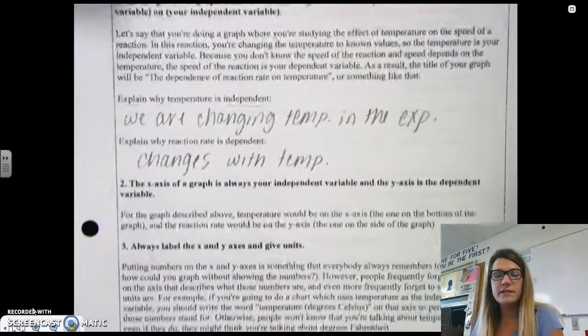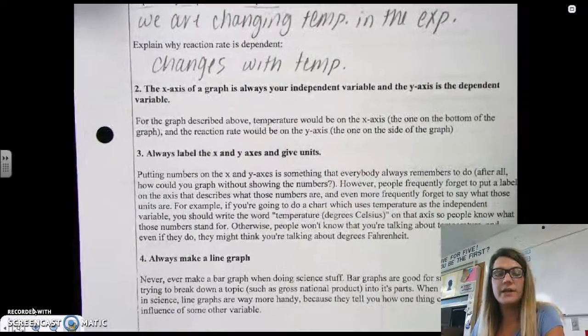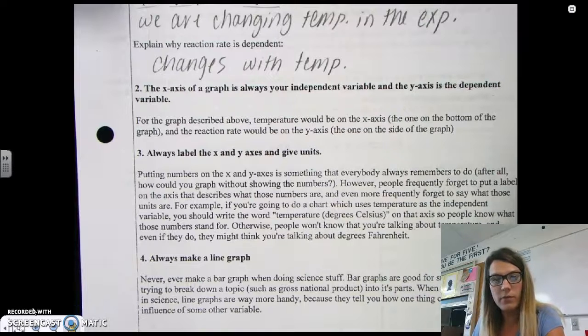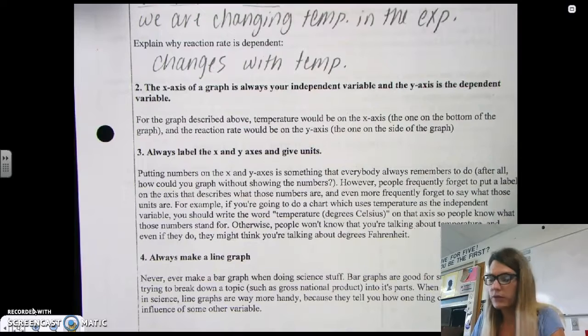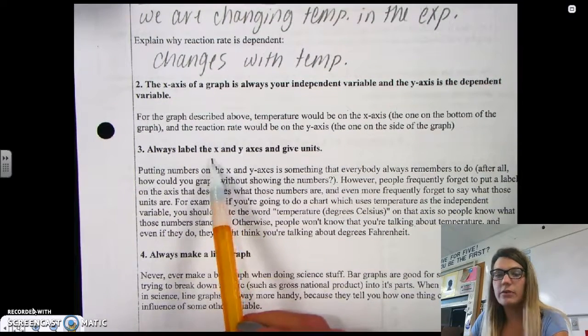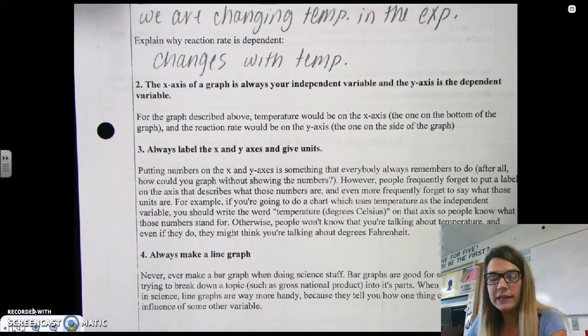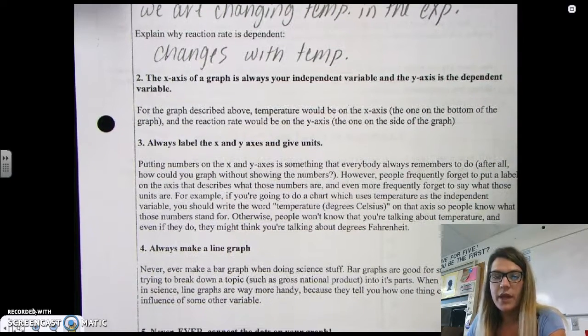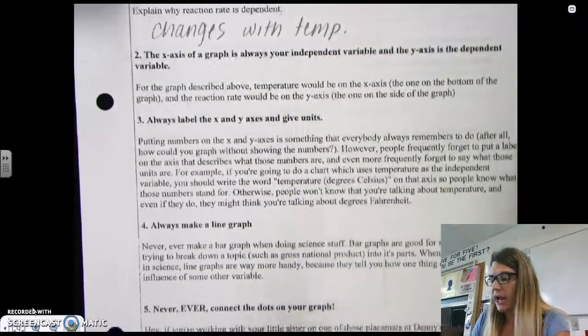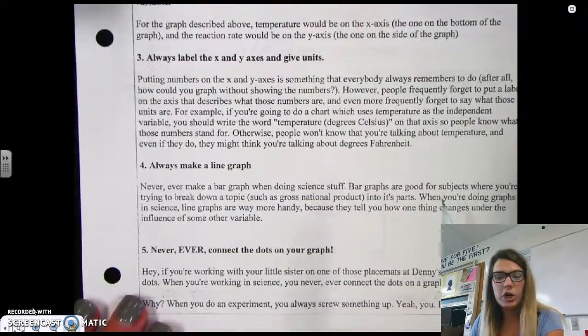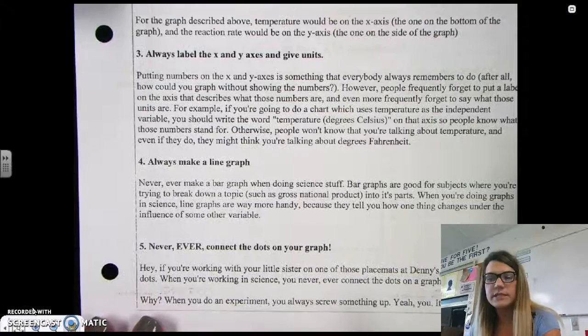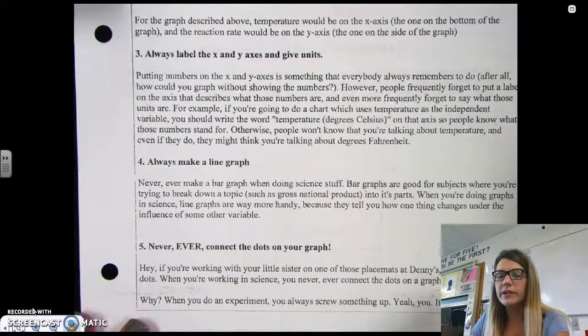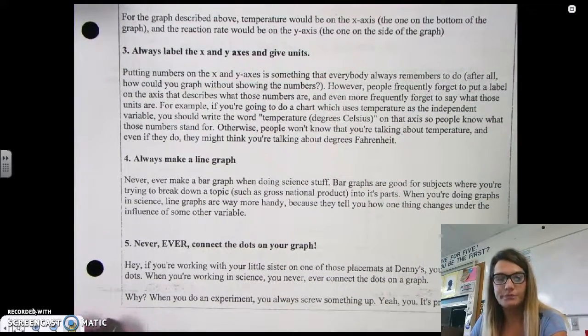Second thing, this is review: the x-axis is always your independent variable, where the y-axis is always your dependent variable. We'll talk a little more about this when we get into an example. You always need to label the x and y-axis and give them a unit. And we're always making a line graph. We aren't making bar graphs in here. We're not doing anything with statistics, so everything that we do in this class will be a line graph.